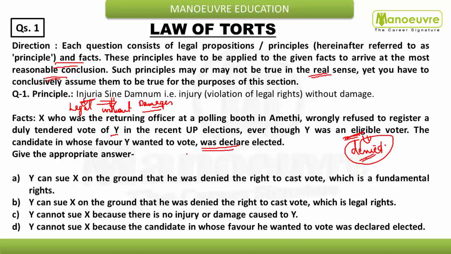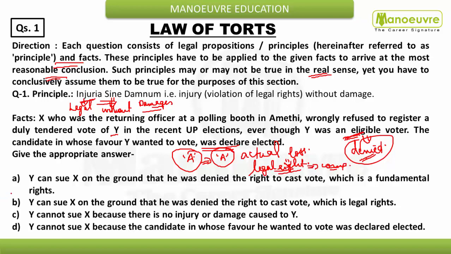Now actually, if you look at it, he was supposed to vote for, say, Mr. A. Now when he was planning to vote for Mr. A, finally even without his voting, A was elected. Okay, so he has not suffered any actual loss, correct? But then what has happened is his legal right has been denied. There has been injury to the legal right, correct? So he is entitled to the compensation.